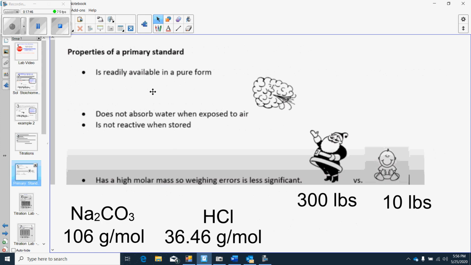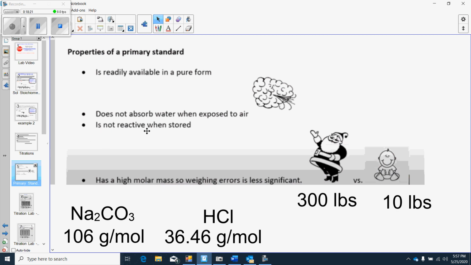And a primary standard is, actually there's 3 key things that are true about a primary standard. The first one, well, I mean, if you can get it, that's important. But these last 3 bullets are the important ones. Does not absorb water when exposed to air. So some solutions, what they'll do is they'll absorb water from the atmosphere, and that water will cause the concentration to shift. And so we are looking for a standard. So we don't want our concentration to shift at all. So a primary standard is key that it will not absorb water from the atmosphere.